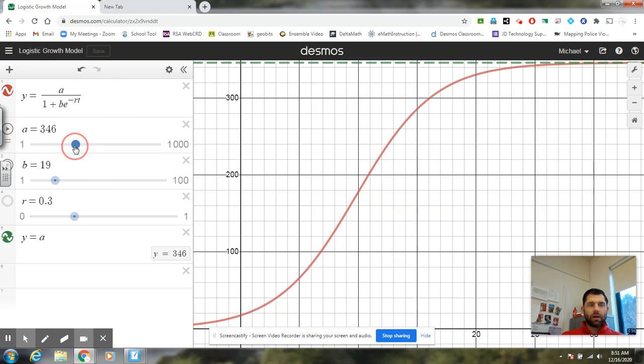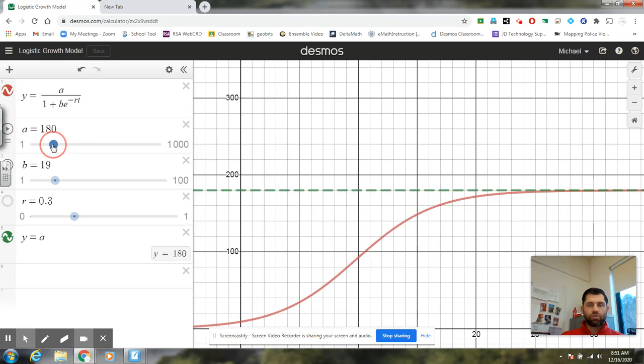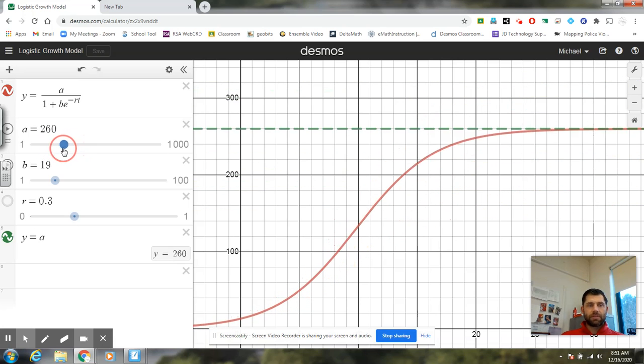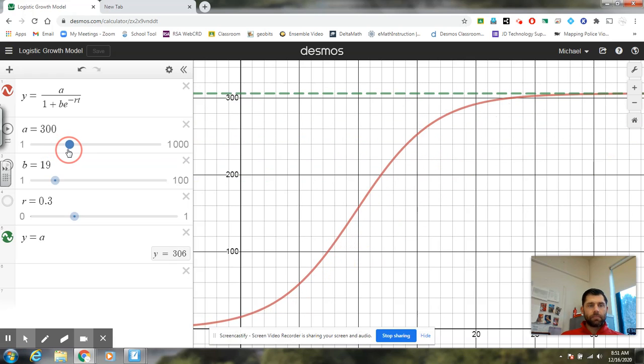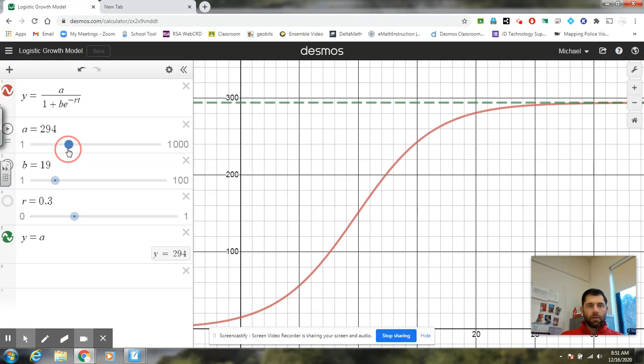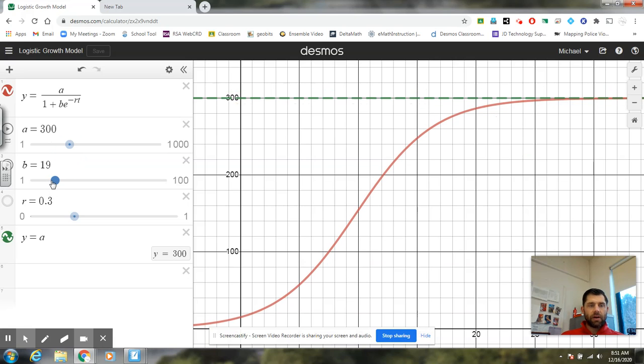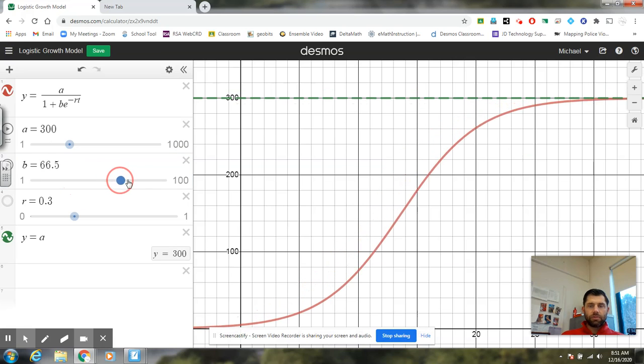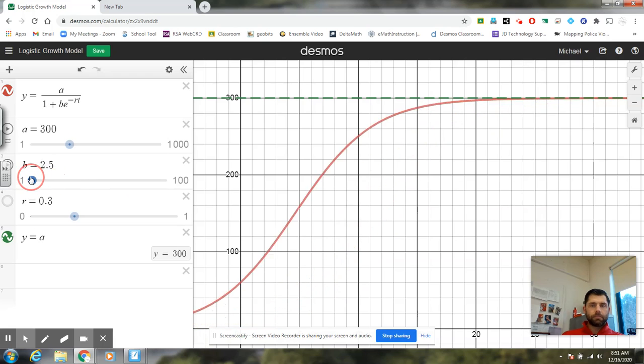Notice when A gets bigger, that numerator gets bigger, and it kind of controls the maximum value. So when I'm sliding that A value left and right, see what happens here. The B value is the base of our exponential portion. Notice how the B controls how steep the curve is.